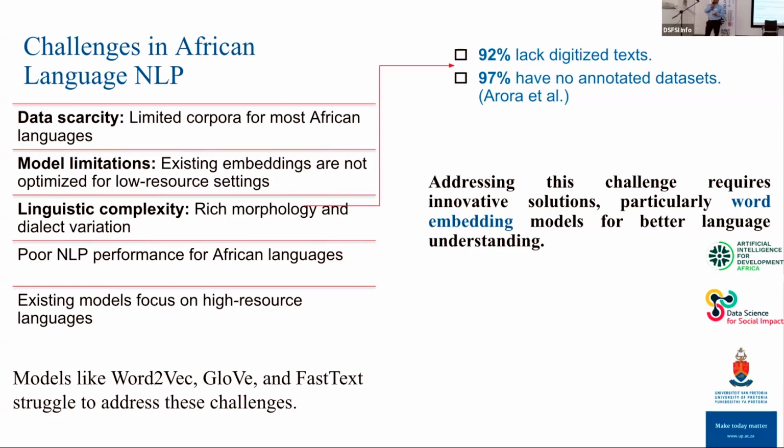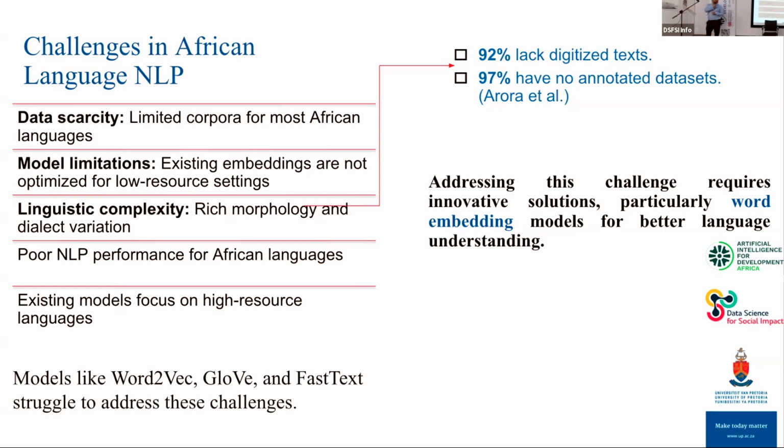They have rich morphology, different tonal systems, and varied scripts. So this makes for poor NLP performance for African languages, and existing models focus on high resource languages. Models like word2vec, GloVe, or fastText struggle to capture these unique African language structures.